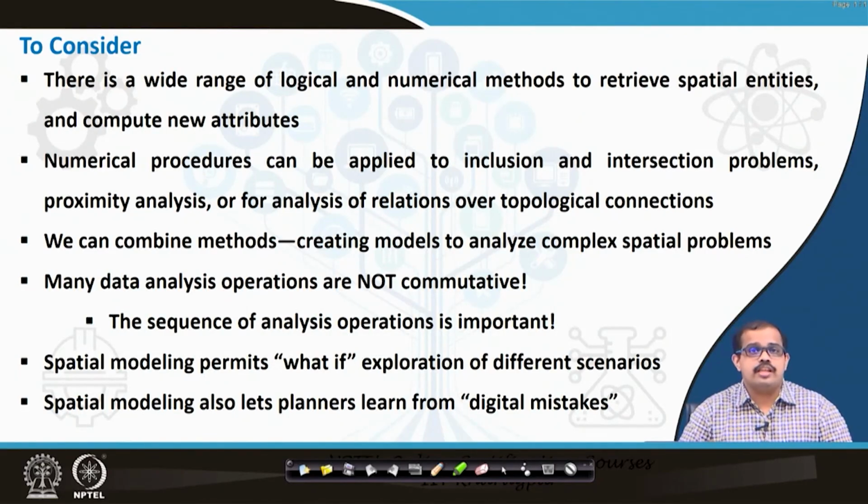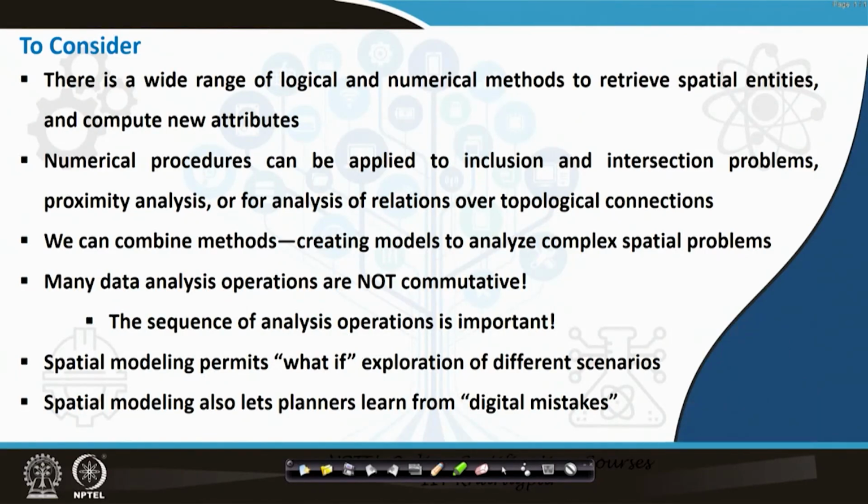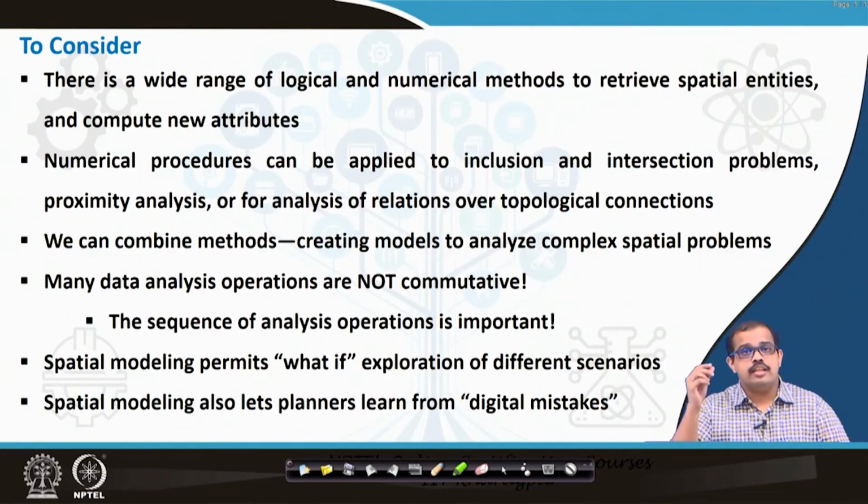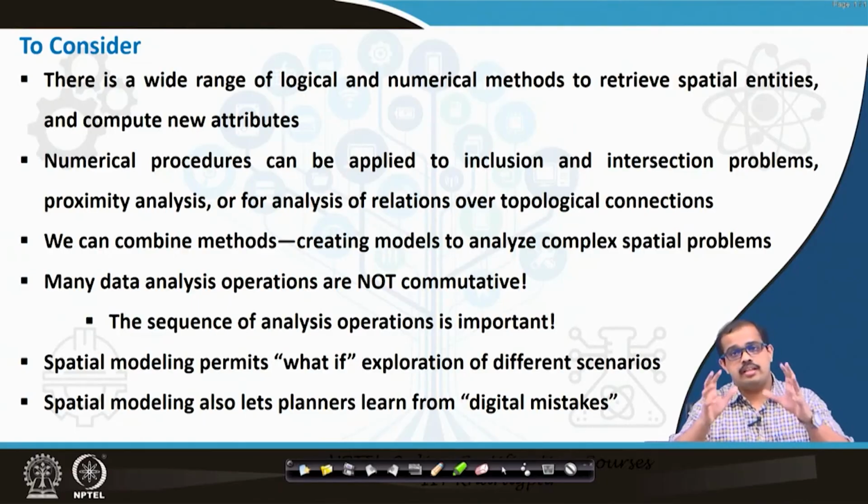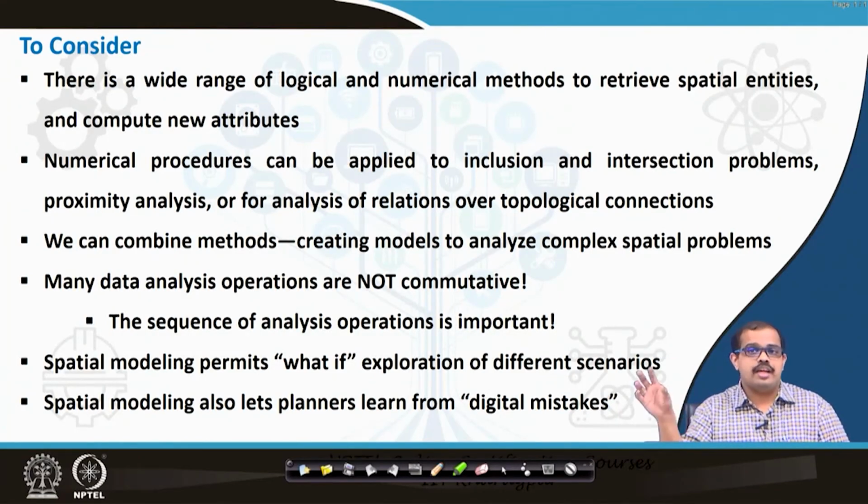Then numerical procedures can be applied to inclusion and intersection problems, proximity analysis or analysis of relations over topological connections. When you are looking at these topological connectors, it is extremely important to analyze what kind of relations are there. Most people utilize the way the analysis is done, but they do not think about what topological connections exist. It may be a non-existence all throughout the period. So look at the entire topological connections and then derive what the spatial relationship is. Please look at how topologically each of these are connected.